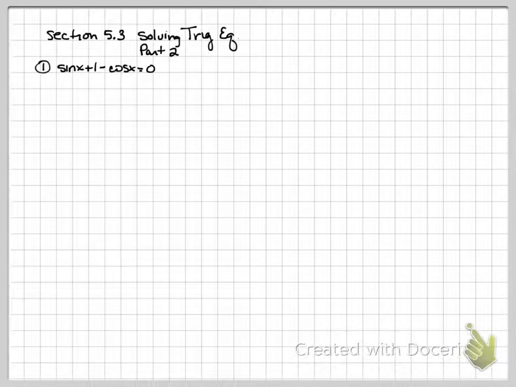Okay, these are the notes for section 5.3, Solving Trig Equations. We are on part 2 or day 2 of our notes. So let's just get started. We're going to solve this first equation, sine of x plus 1 minus cosine x equals 0.